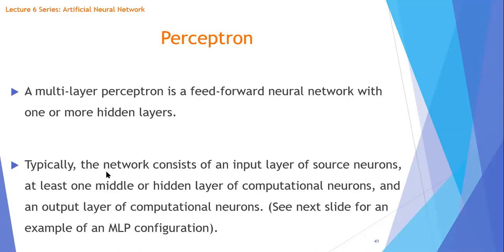We've discussed that typically the network consists of an input layer of source neurons. So these, we said, are non-computational neurons. Then at least one middle or hidden layer of computational neurons. Computational neurons, we're saying here, have the summation and activation. And then an output layer of computational neurons again. So the output neurons also have summation and activation.